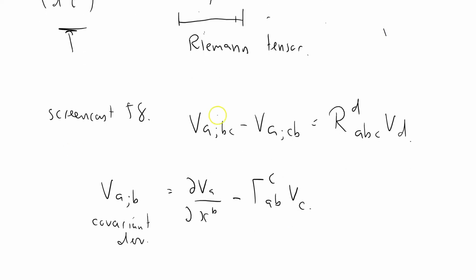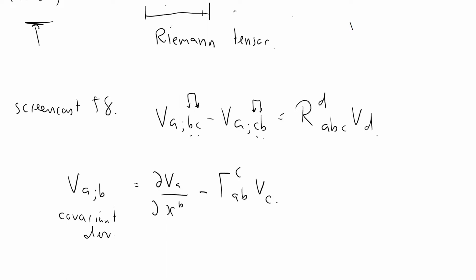And I was making the observation that if one swapped the order of differentiation, see here it's BC and here it's CB, then the result was not the same in a non-flat space. And I was talking about things like parallel transport and so forth.